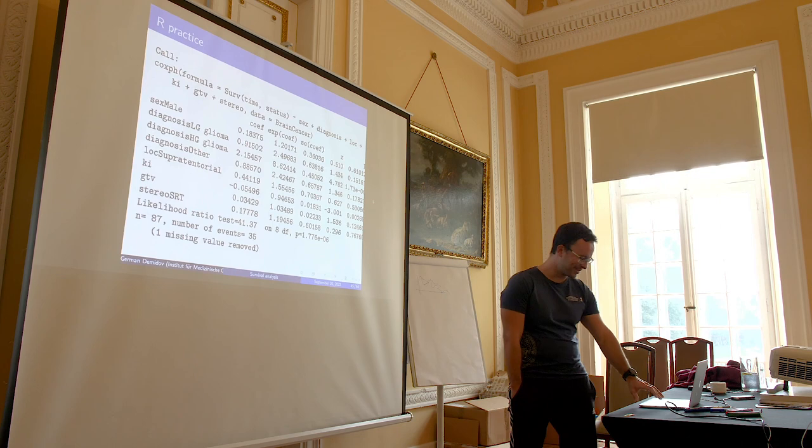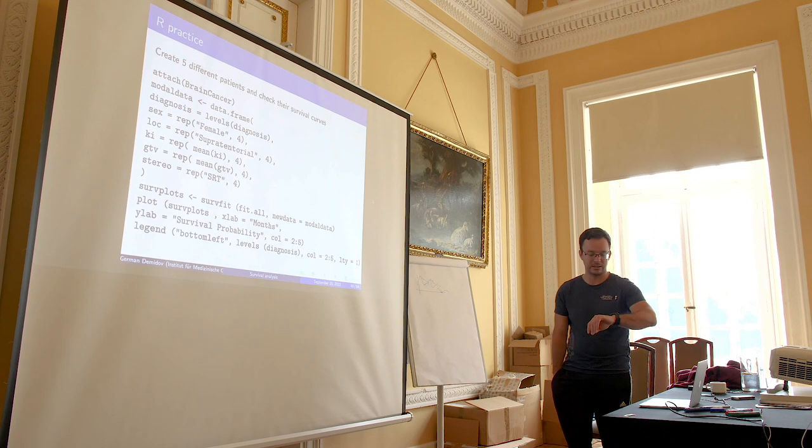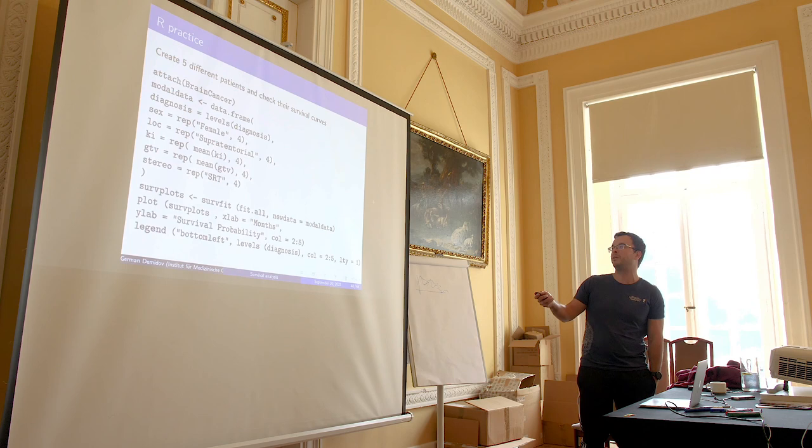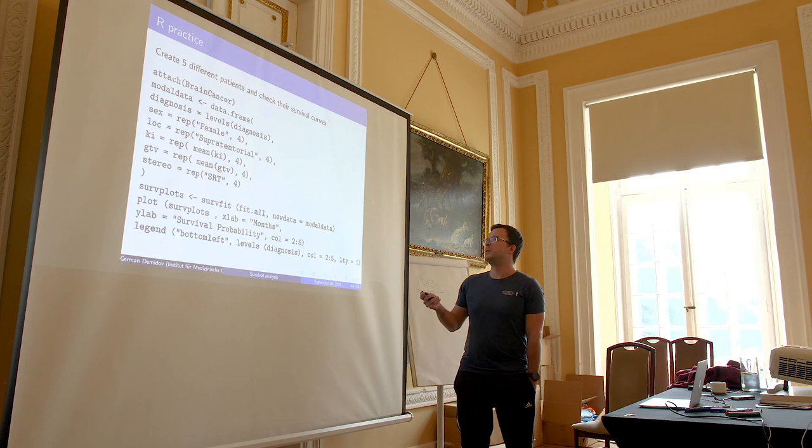Yeah. So this is the next exercise, probably the last exercise for today. What we do, we simulate patients here. Now we simulate patients and we predict the survival for these patients. This is just an example. I create four females for this supratentorial, and instead of the Karnofsky index, I put the average Karnofsky index for everyone.